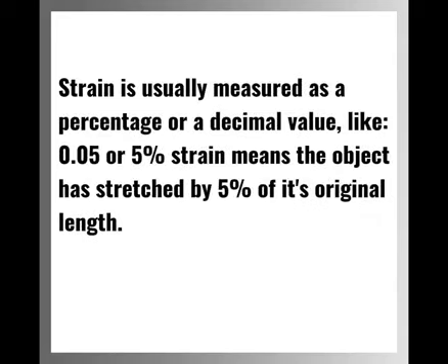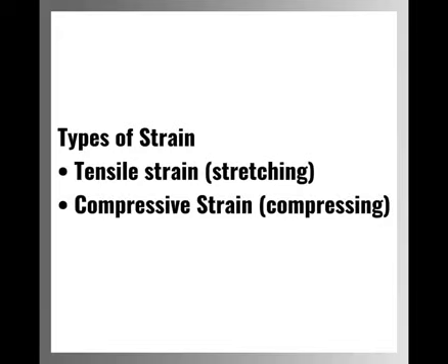Strain is usually measured as a percentage or a decimal value, like 0.05 or 5% of strain, which means the object has stretched by 5% of its original length. There are two main types of strain: tensile strain, or stretching, and compressive strain, or compressing.